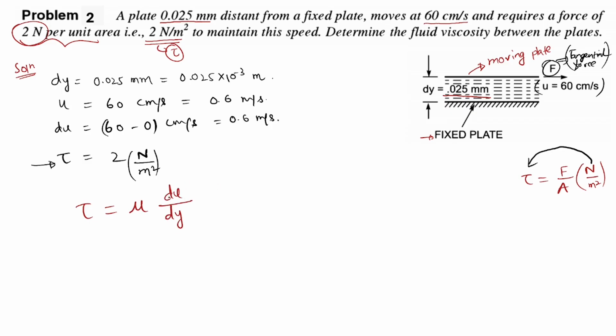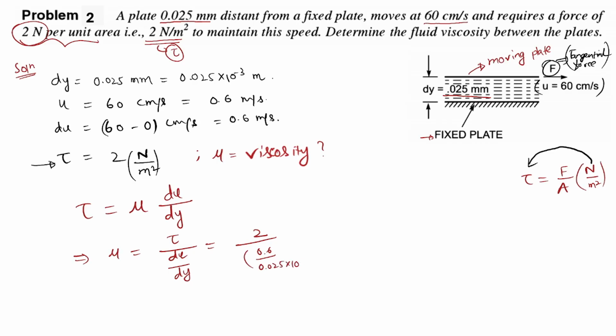Du dy is the velocity gradient, and mu is the viscosity, which can also be termed as dynamic viscosity or absolute viscosity. So this is what we are asked in the question. Now if I calculate from here, mu is equal to tau over du dy. The value of tau is 2. And what is the value of du dy? The value of du is 0.6, and the value of dy is 0.025 into 10 raised to the power minus 3.